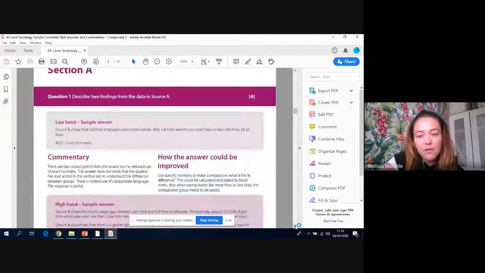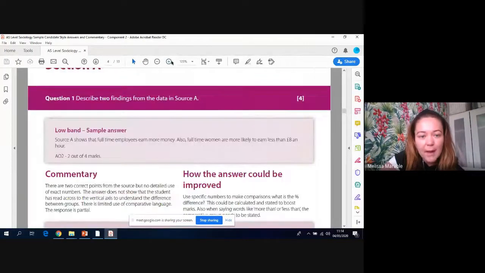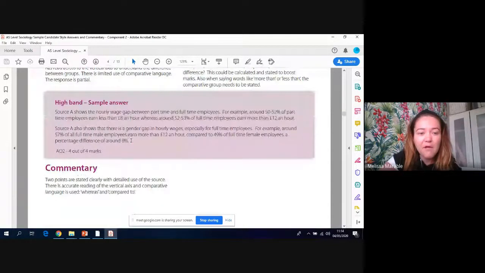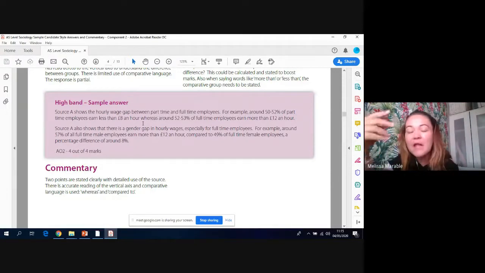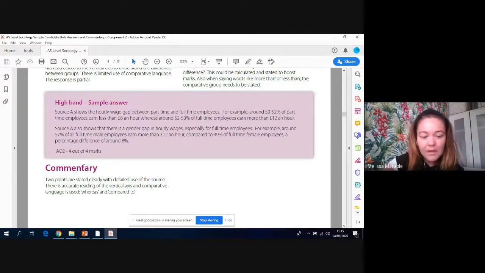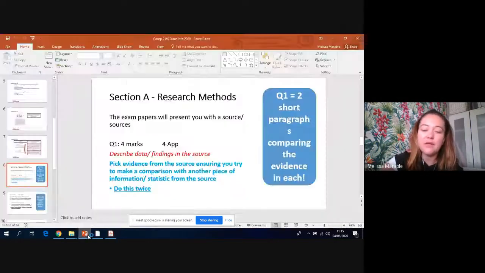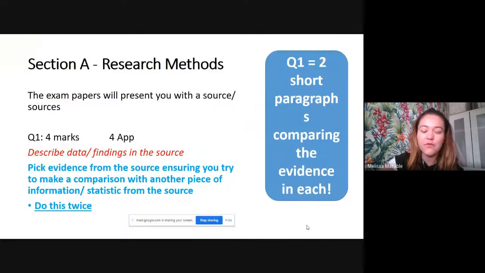So I love these exemplars because you are given a low band sample answer. So as you can see, it's 1 short sentence, rubbish, 2 marks. To make it a high band sample answer, you need your 2 different findings comparing data. So you've got source A shows the hourly wage gap between part-time and full-time employees. For example, around 50 to 52% of part-time employees earn less than £8 an hour, whereas around 52 to 53%, and so on. So that's the comparison, then you do it again. If you need to pause this video at any time, please make sure you do, and if you want to take notes, feel free.